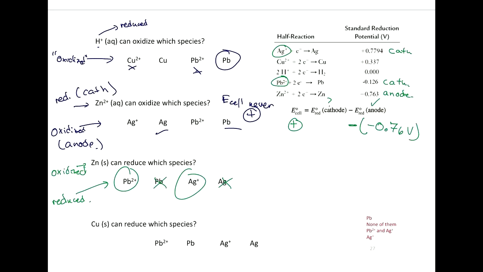Here, zinc is doing the reducing, so it's being oxidized. So notice that that is the identity of your anode. And so we're asking, what is the identity of our cathode in this case? And so we're going to point to lead 2+ and silver+. But don't point to just lead and silver, because those are the solids. They cannot be further reduced. Those are the products of your reduction half reactions.